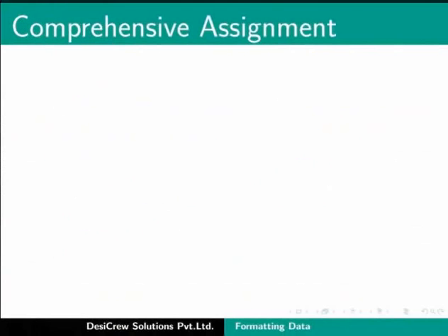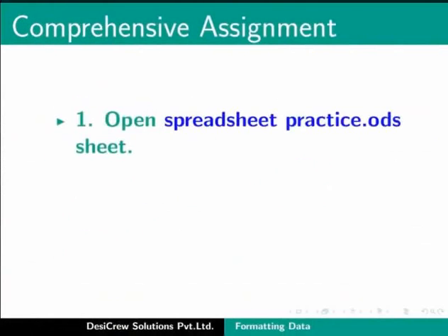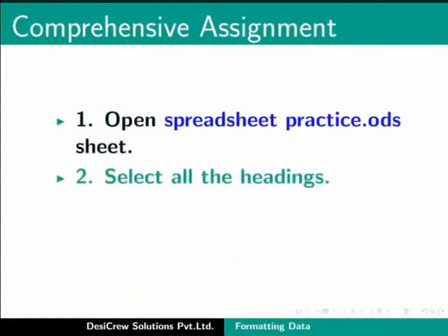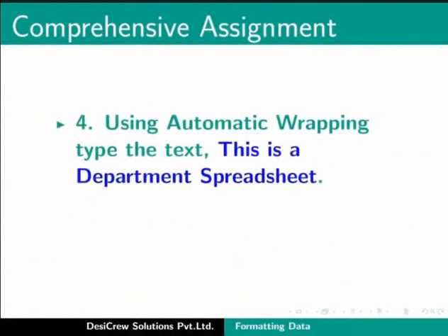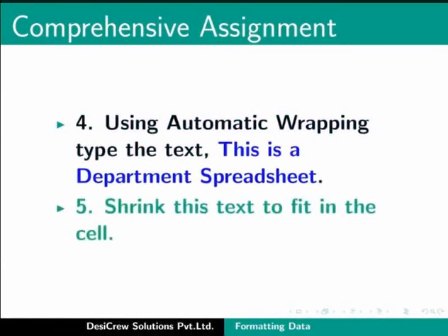Comprehensive assignment. Open Spreadsheet Practice.ods sheet. Select all the headings. Give the background color to the headings as blue. Using automatic wrapping, type the text, "This is a department spreadsheet." Shrink this text to fit in the cell.